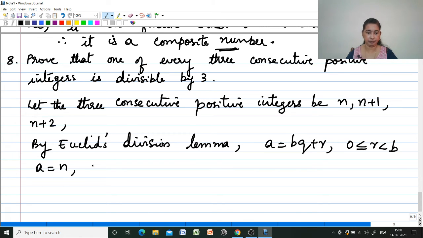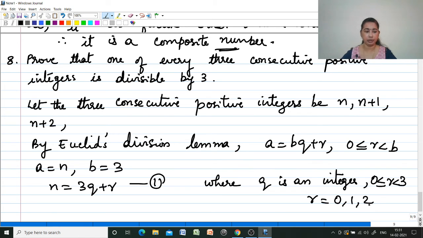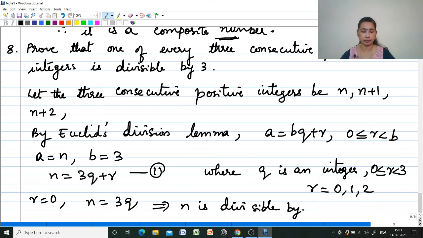if a is equal to n and b is equal to 3, we can write it as n is equal to 3q plus r, equation number 1, where q is an integer, and 0 less than or equal to r less than 3, that is, r can take either 0, 1 or 2. Now we can put r is equal to 0, then n is equal to 3q, that is, n is divisible by 3. This means n is divisible by 3.